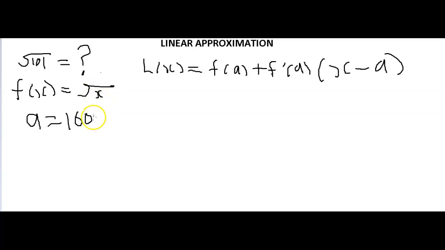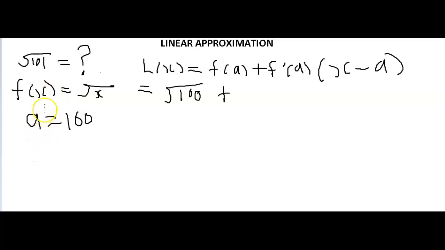Now that we've got everything we need, let's do the equation. So L of x, let's make this a function. What does f of a mean? It means put a in the function f of x. So if I put 100 in the function, it'll be the square root of 100, right? So f of a is basically the square root of 100 plus the first derivative of f, and in that first derivative, I need to put a, which is 100.